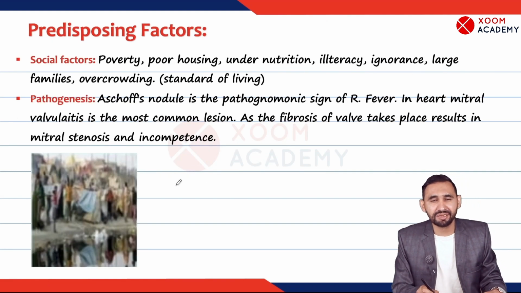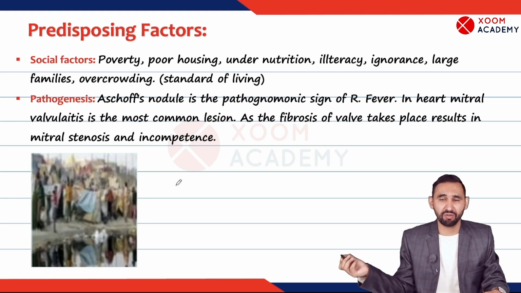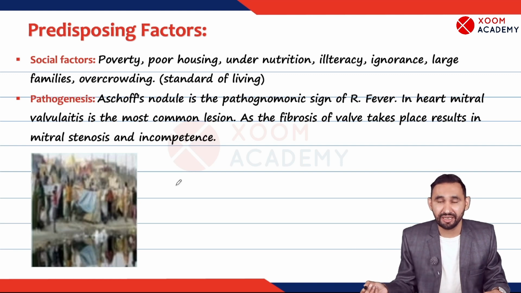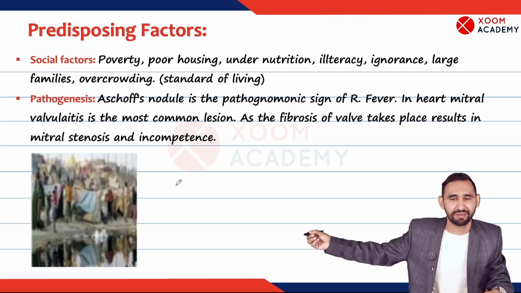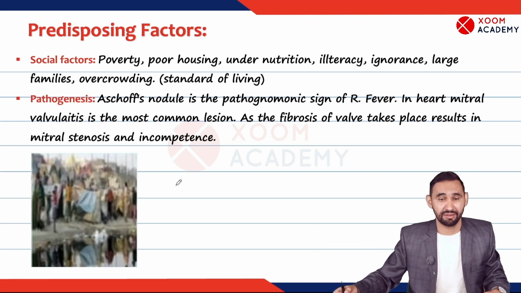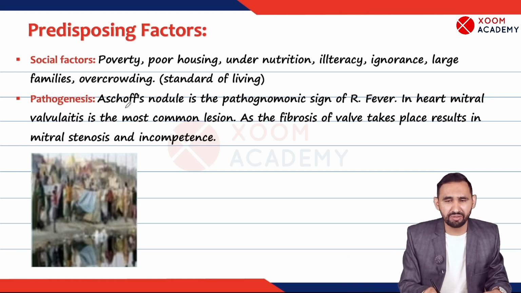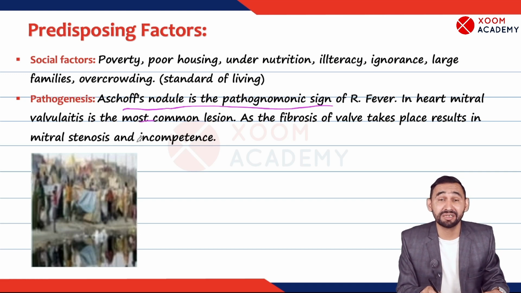And there are social factors. Poverty, the majority of people in our country are poor. There is poor housing. They are malnourished. There is illiteracy. People ignore normal fever or throat infection. There are larger families. There is overcrowding. There is a poor standard of living. These are the social factors. Subcutaneous nodule is a pathognomonic sign for diagnosis of rheumatic fever. It involves the mitral valve. It can cause mitral stenosis.